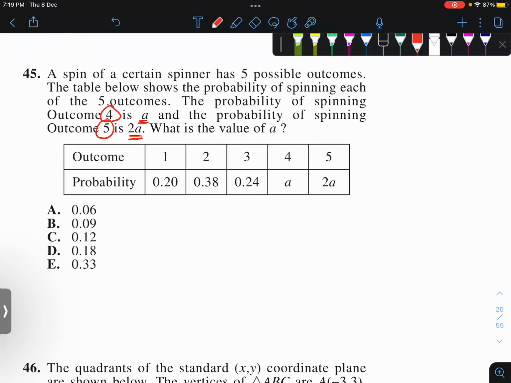Yes, we have 5 possible outcomes. A, but what's the probability of spinning 2 and 3? It's given. How to solve this question? They should add up to what? 1, right? 0.20 plus 0.38 plus 0.24 plus A plus 2A should add up to 1.